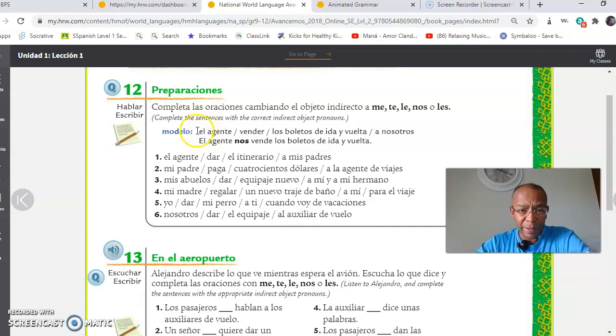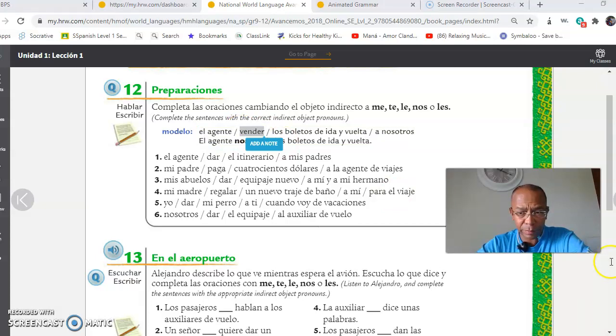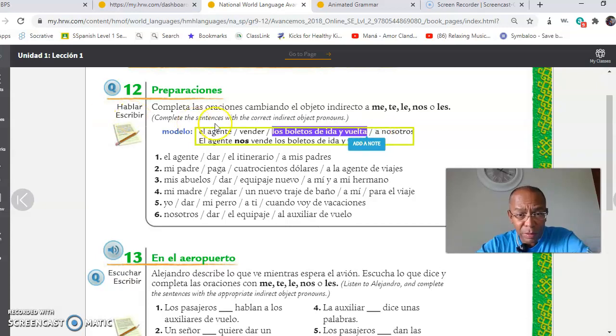For example, el agente is the subject, the person that's doing the action. What is the action? Vender, to sell. What is he selling? What is the noun? Los boletos de ida y vuelta, round trip tickets. And who's doing that to whom? Who's selling it to? A, in this case the preposition a means to, nosotros, us.